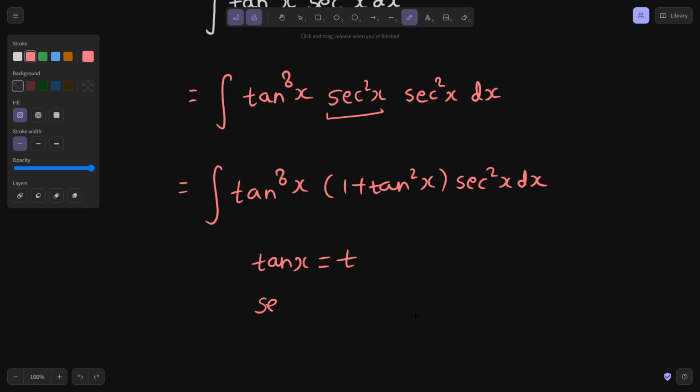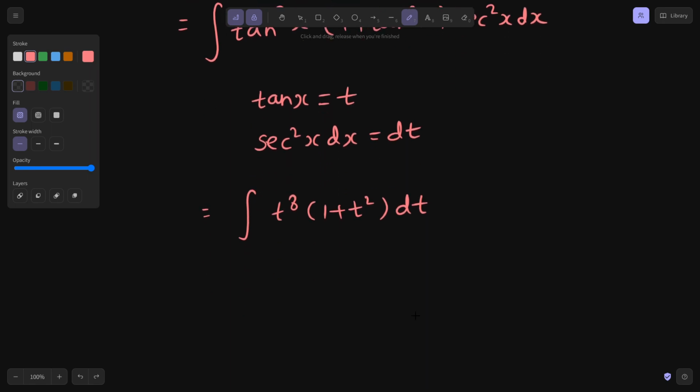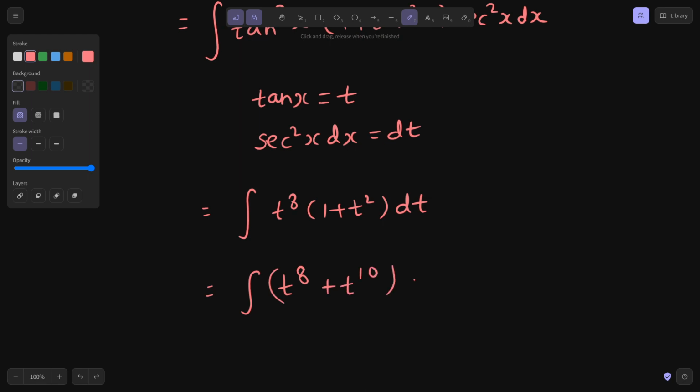So as to get the derivative of tan x, you all know secant square x dx equals dt. Fine. So I can rewrite this integral as t power 8 times 1 plus t square, and secant square x dx is nothing but dt. I can multiply this t power 8 inside, so I'll get t power 8 plus t power 10 dt. Now this is simple.